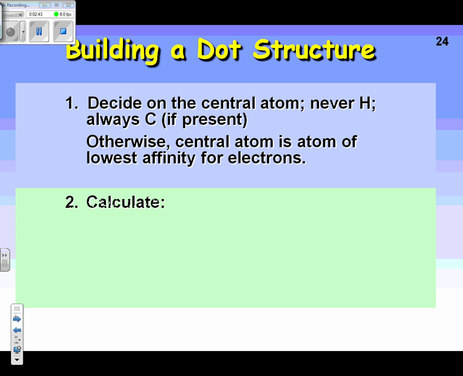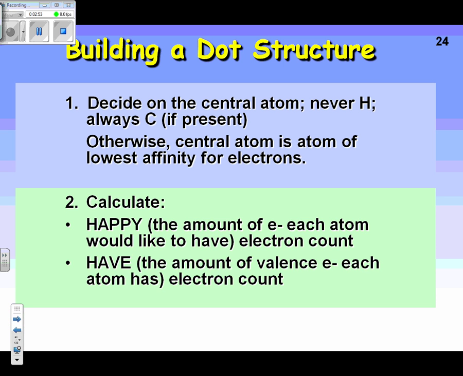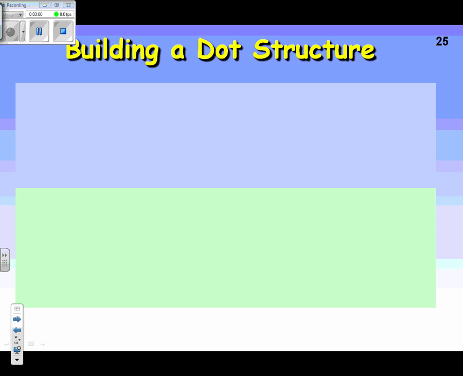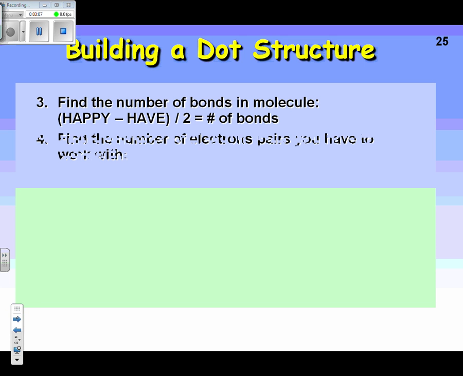Then what we're going to do is calculate our happy. Happy is the number of electrons each atom would like to have in an electron count. And we'd also like to have our have electron count, and that's the amount of valence electrons each atom has. We'll do a couple of little calculations involving happy and have. Happy minus have divided by 2 is the number of bonds. And have divided by 2 is the number of electron pairs that you have to work with.